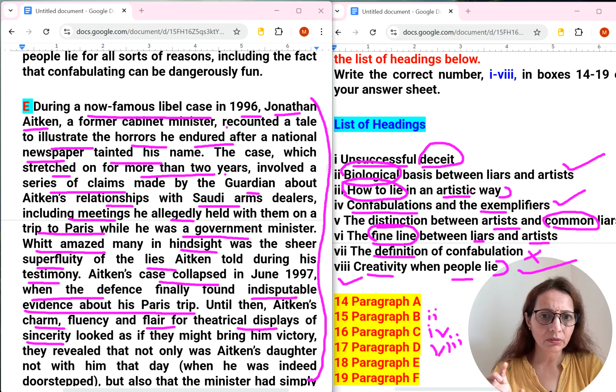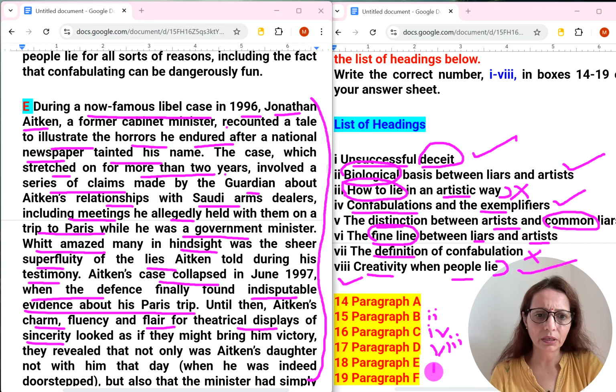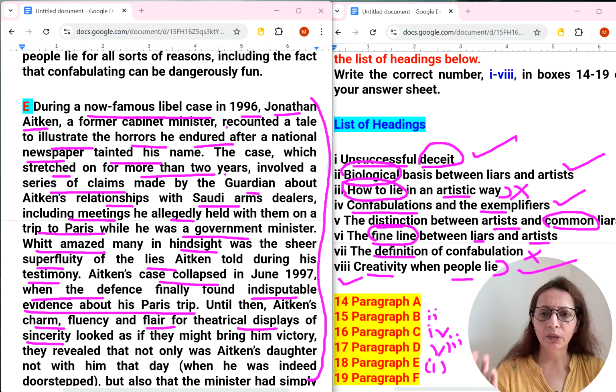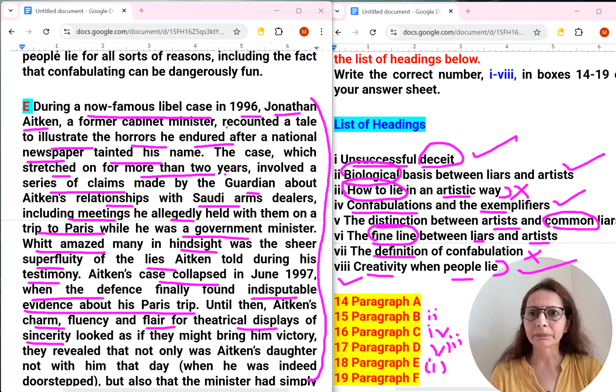Biological, we will not, so this is also gone. Confabulation is also not there. Distinction between artist and common liars is not given. The definition of confabulation, no. So the first is left only, so we will select it for E number paragraph. So how this minister had escaped from the inquiry, this is also given here.